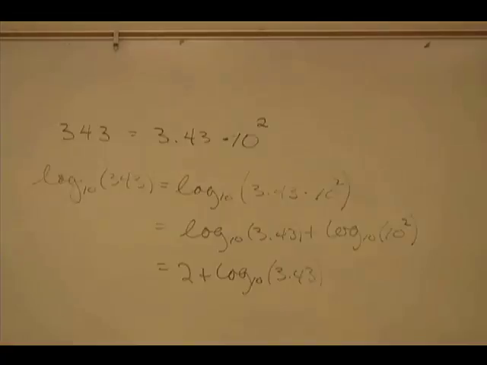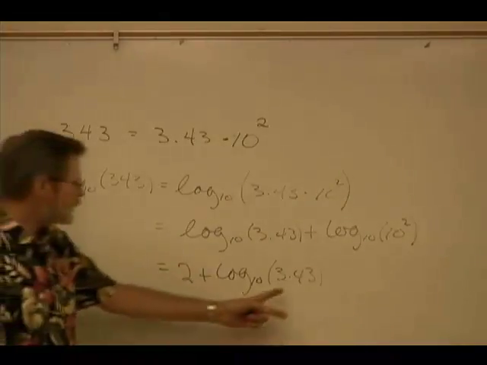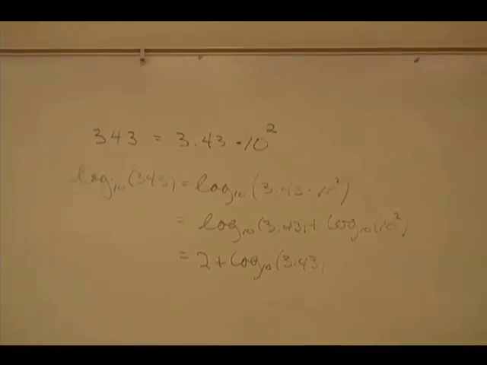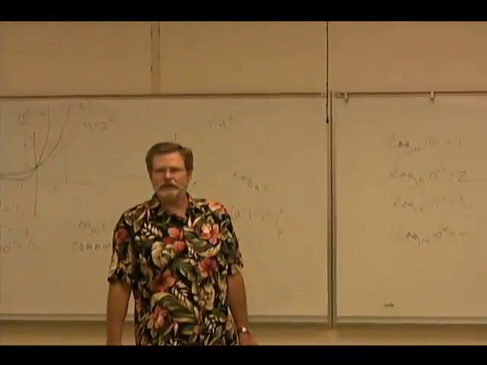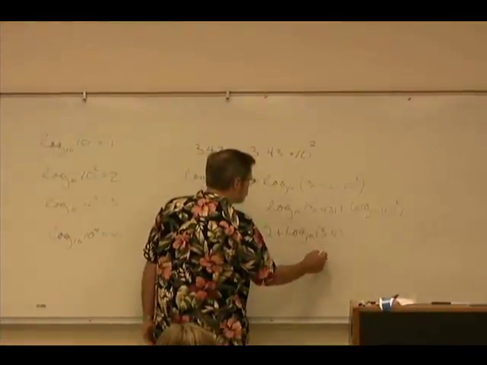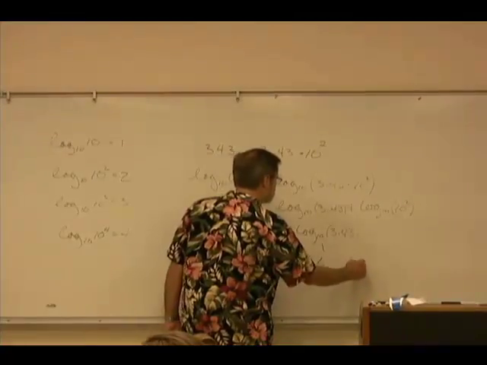And this is a number between 0 and 1, because this number is bigger than 1, which is log to the base 10 of 1 is 0, and less than 10, log to the base 10 of 10 is 1. So this number is greater than 0 and less than 1.